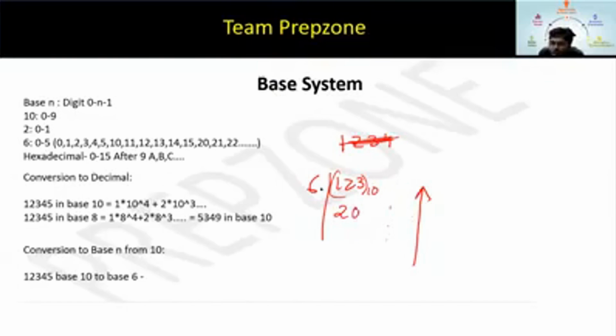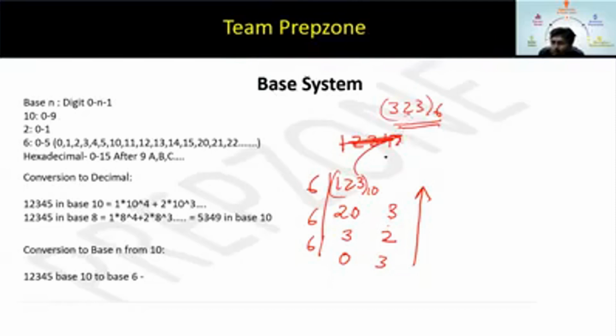So this will be divisible 20 times, remainder will be 3. This will be divisible 3 times, remainder will be 2. This will be divisible 0 times, remainder will be 3. So what is the remainder? 323. Clear? Now is it clear? So this is in base 6, converting 123 to base 6.